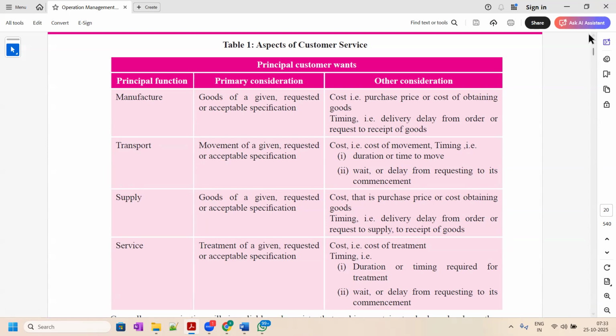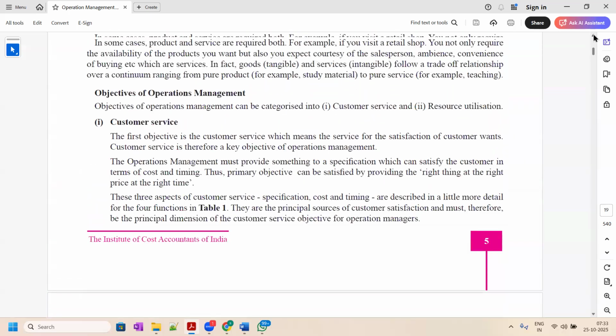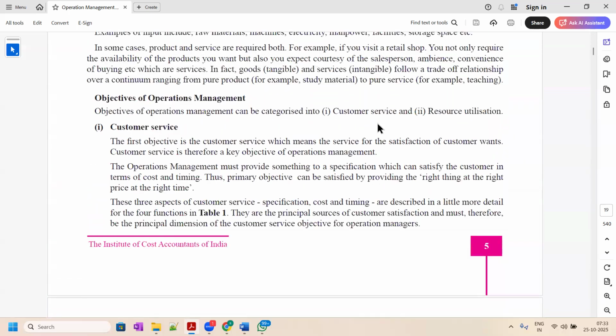Before we talk about the aspects of customer service, have you understood this customer service objective of operation management? This part, have you understood? Yes, sir. Can anyone, little bit? Rajshri, can you just explain the customer service?